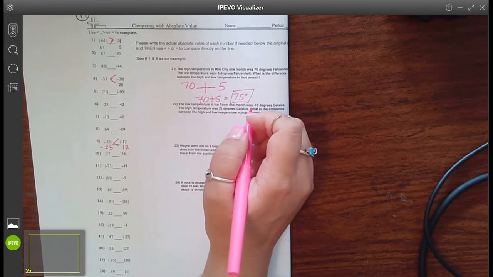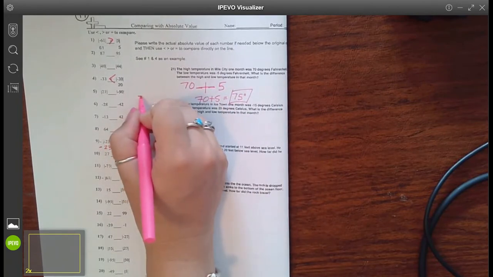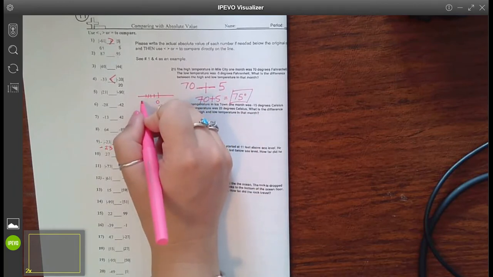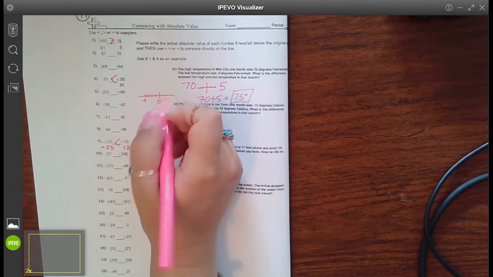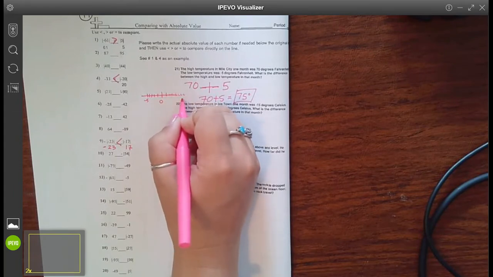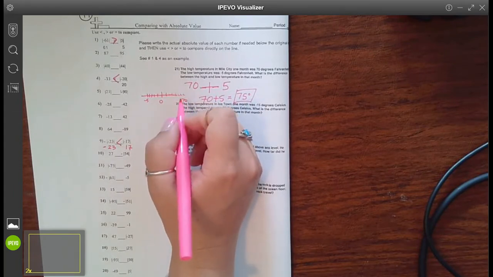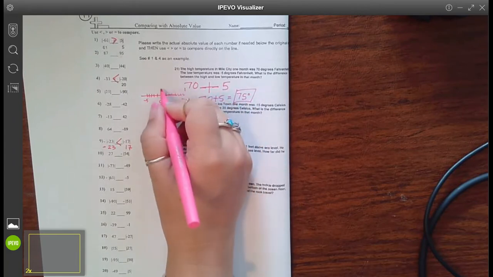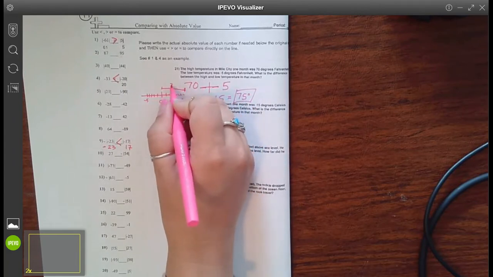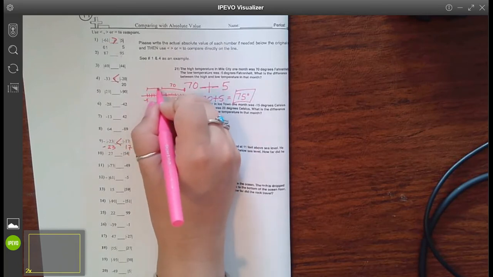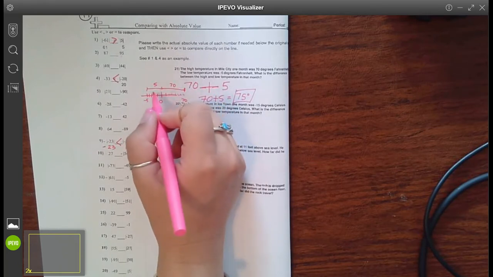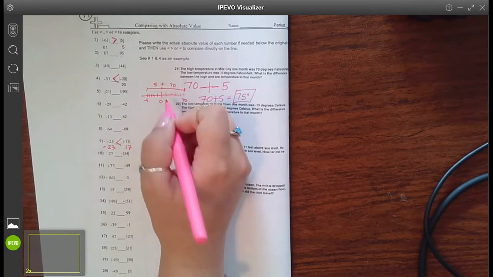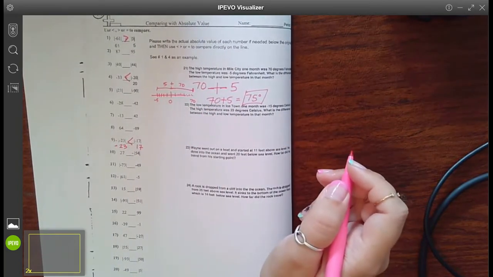75 degrees. And if you're like, how does that make any sense? Well, think about it. Okay, here's 0, and you had 1, 2, 3, 4, negative 5 right there, and then somewhere out there is 70, right? And they want to know what's the difference between negative 5 and 70. Well, from 70 to 0 is 70, and from 0 to negative 5 is 5. So if you wanted to find the difference from here to here, you would add 5 plus 70, and that's where the 75 comes from, okay?